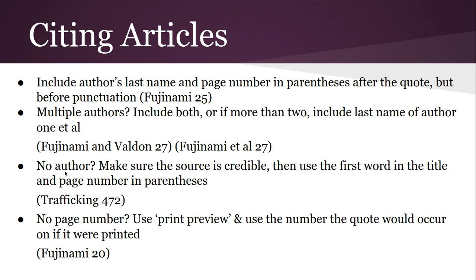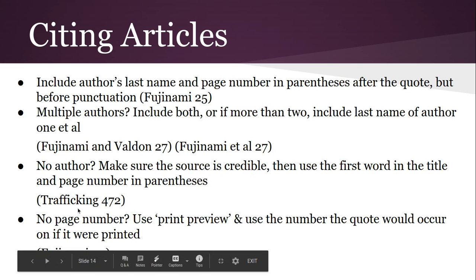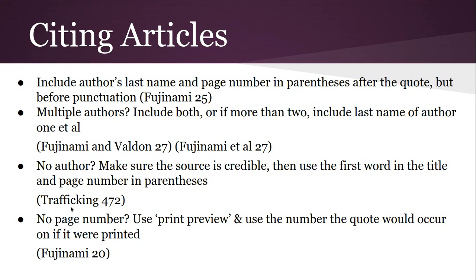What if there's no author? If there's not an author, then the first thing you need to do is make sure that your source is credible. And if it is okay to use and it is credible, then just use the first word of the title and the page number in parentheses. So let's say we had a source about human trafficking, then you might use the first word, trafficking, and then the page number.